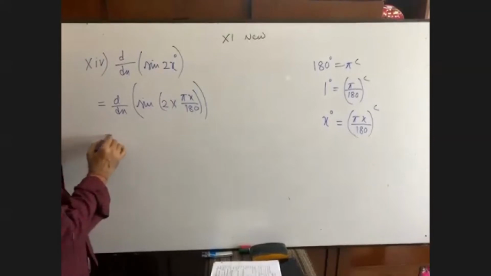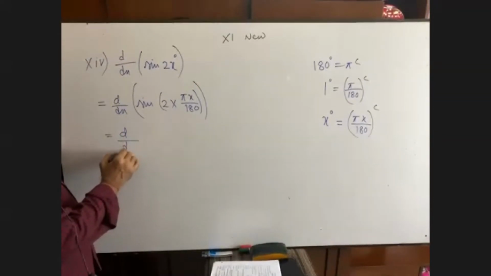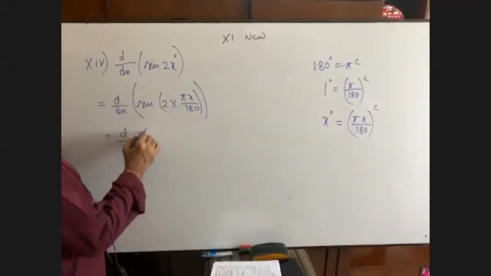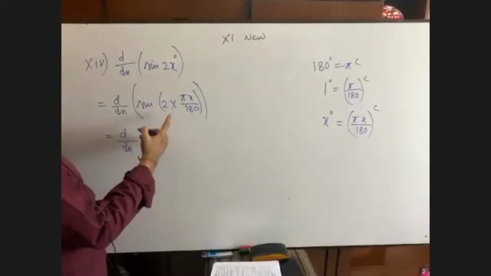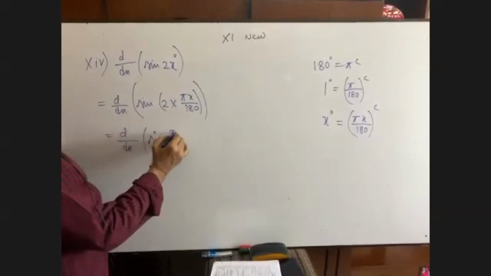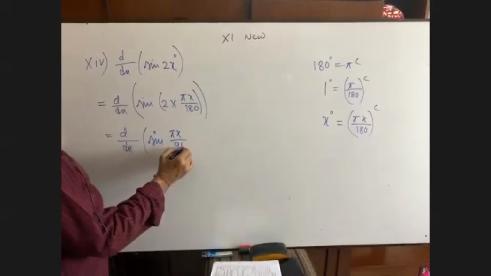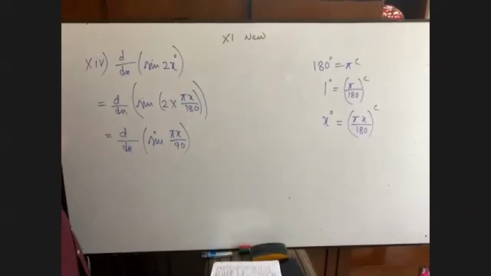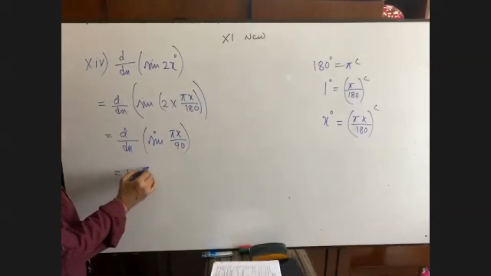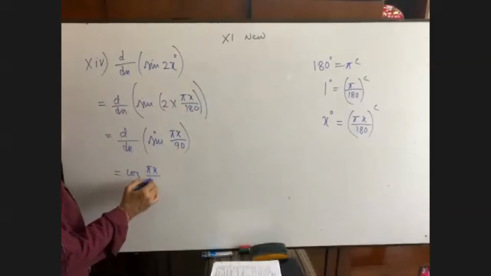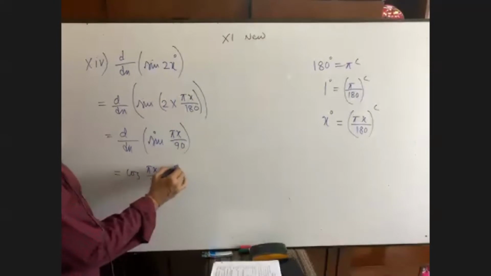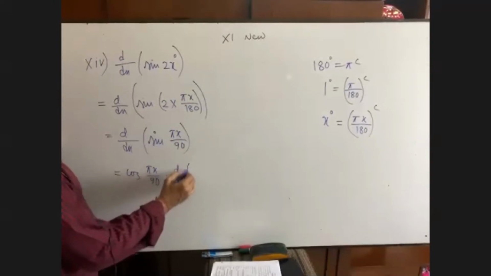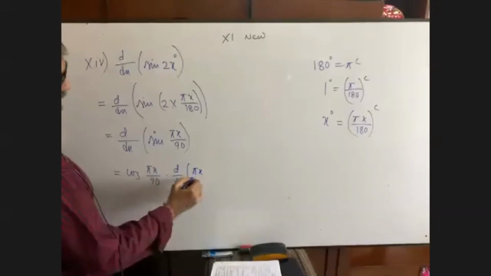Now we get here d by dx of sine 2 into 90, right? 2 into 90 equals 180. So we can write here pi x by 90. Now what is the derivative of sine theta? It is cos theta. But here theta is pi x by 90.